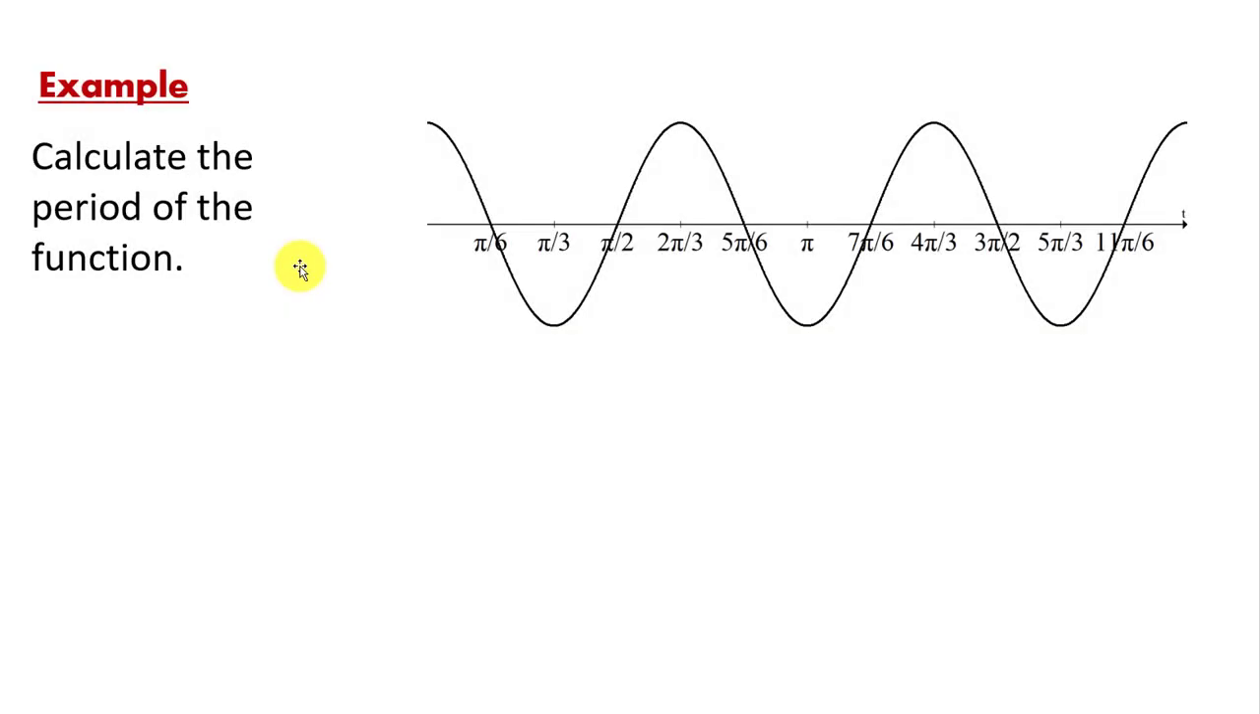Let's look at an example where we need to find the period of the function. And we're going to use this example to confirm that no matter what cycle we pick, the period is always going to be the same. So let's pick a cycle. Remember, we have three convenient options. We can start at a minimum, maximum, or 0.